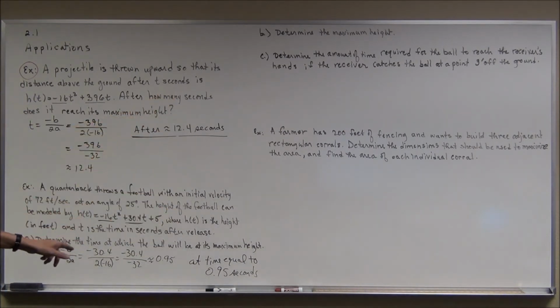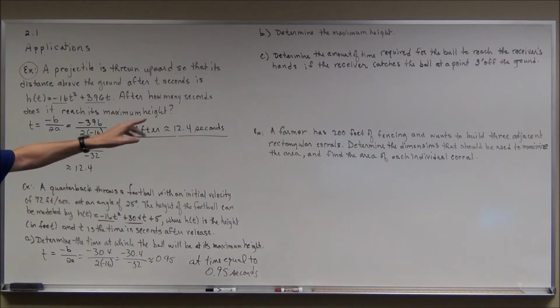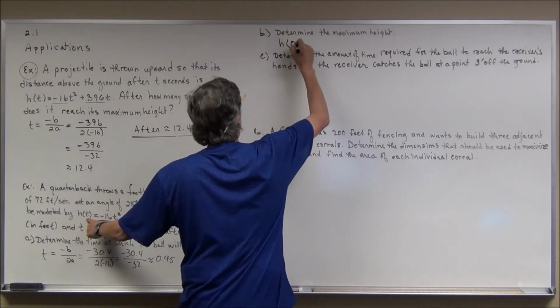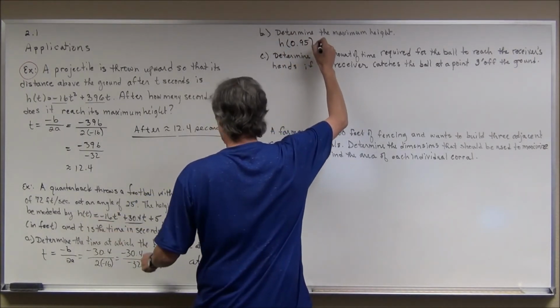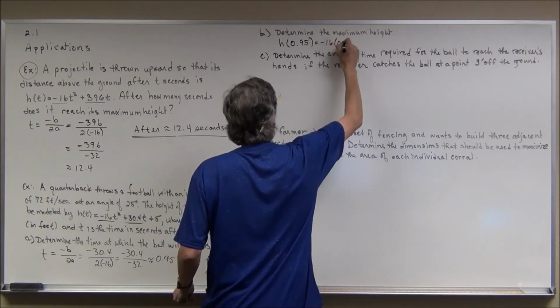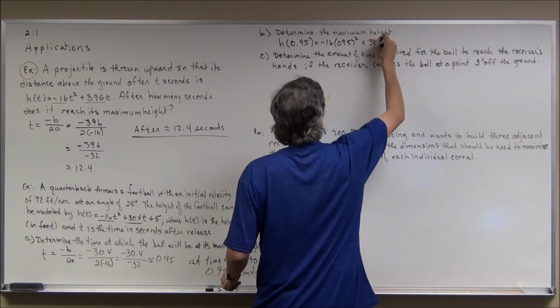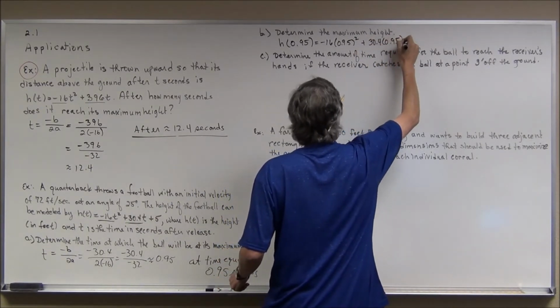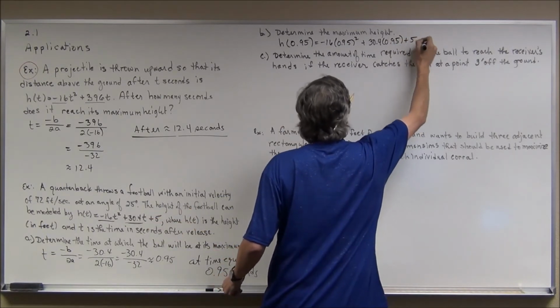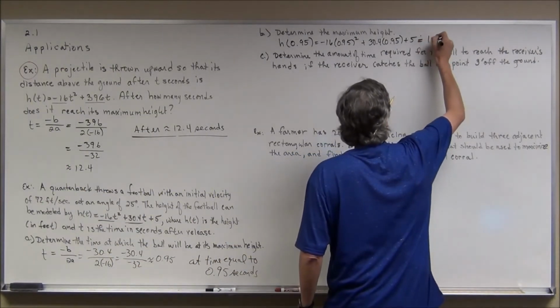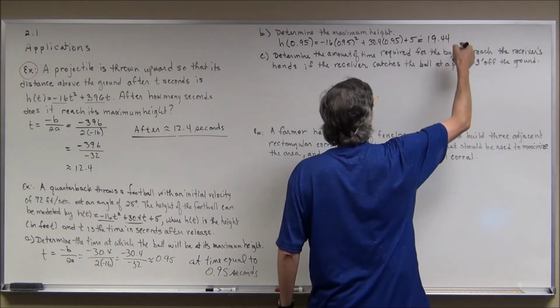Now it says in part B though, we want to figure out the maximum height. It didn't ask for the height in the first problem, but it does in this problem, so I need h of 0.95, which would be negative 16 times 0.95 squared plus 30.4 times 0.95 plus 5. I would have to figure this out, so I'd either have to grab a calculator or a piece of scratch paper, and as it turns out, I figured this out earlier, and it turns out to be approximately 19.44. So 19.44, this would be in feet.